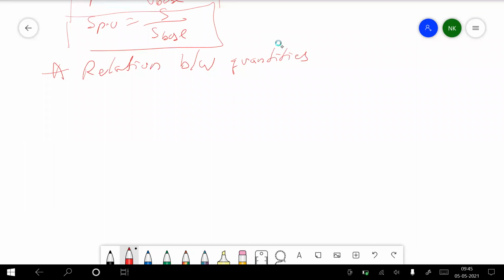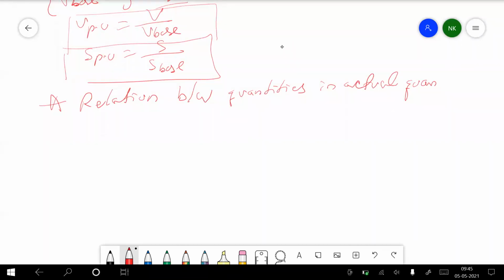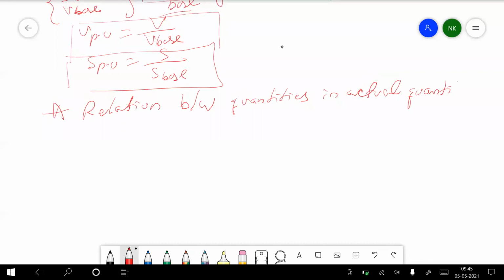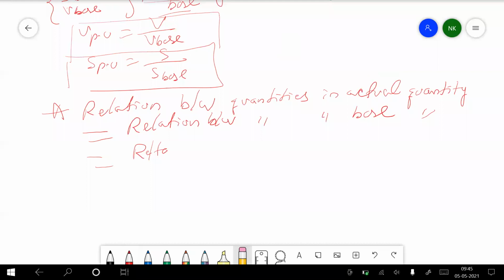quantities in actual quantity is equal to a relation between quantities in your base quantity, which would equal a relation between quantities in the per unit quantities.